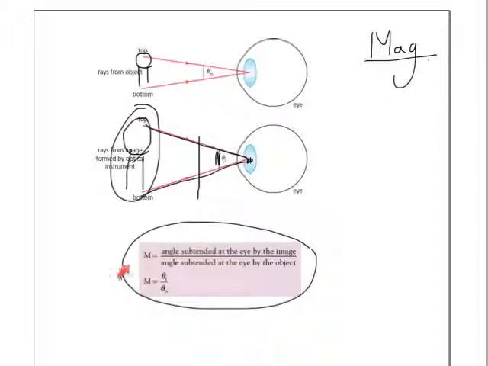So the magnification is simply a ratio. What is the angle subtended at the eye by the image over the angle subtended at the eye by the object? Very straightforward. And it gives you an idea of how much bigger the object will be through the magnifying glass.